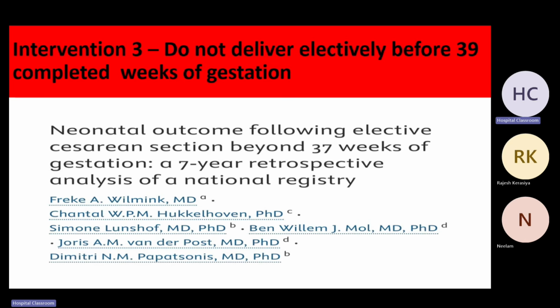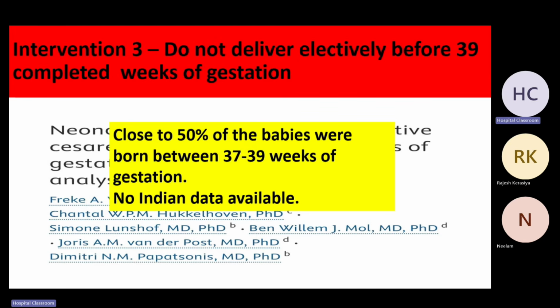So this is one study where they have taken the data of 7 years from a center in a Western country, and what they have found is that close to 50% of the babies were born between 37 to 39 weeks of gestation. Okay, unfortunately, I tried to search for Indian studies, but there are not many Indian studies available on this topic. But I am pretty sure that in metropolitan cities, the number would be much higher. Because nowadays everyone wants to not take chances with the pregnancy, and that is why the majority of the women and the obstetricians want to deliver the child by 37 weeks.